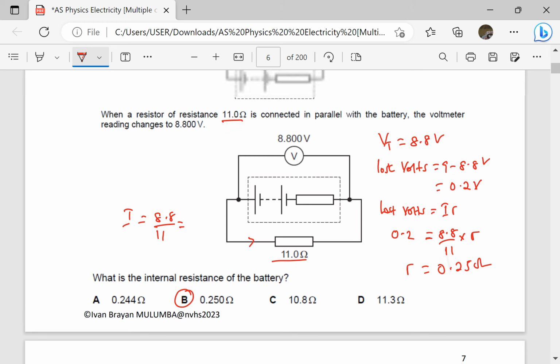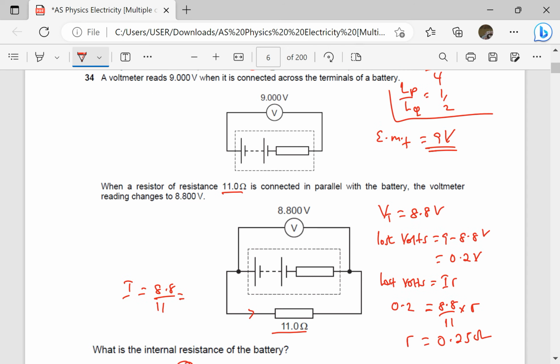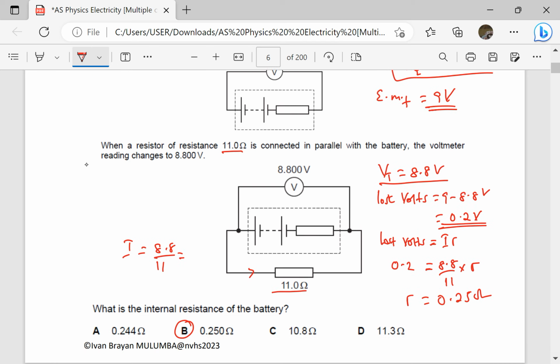So note how I have played around with this. When there is nothing else in the external circuit, the reading of the voltmeter is the e.m.f. That's number one. Number two, when there is something connected in the circuit, the reading of the voltmeter is the terminal PD, the PD given to the external circuit, which is 8.8 volts. That means the lost volts, what is lost within the battery, is the difference, which gives us 0.2 volts. And the lost volts in the battery is the current through the battery times the internal resistance.